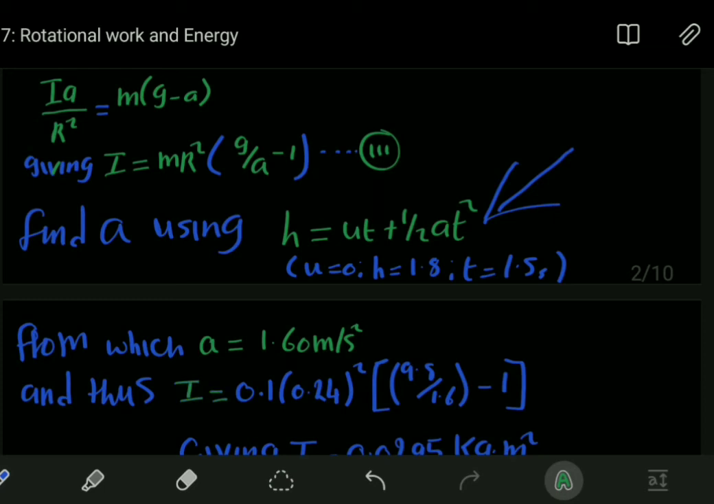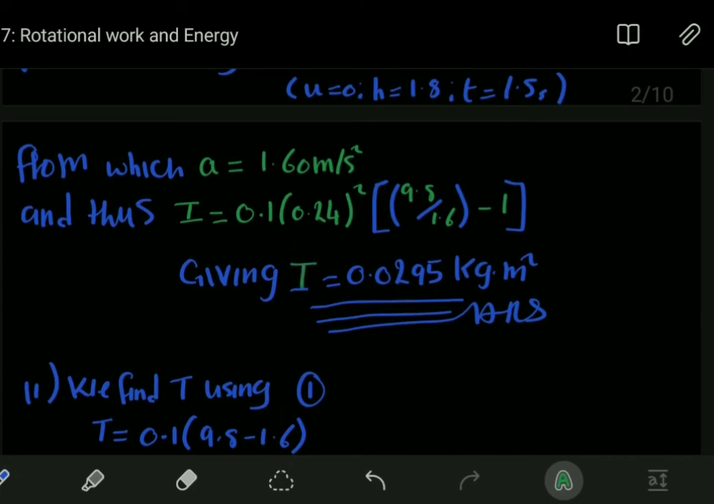We have I equals, our mass is 0.1 kg, which is 0.1 times the radius squared multiplied by g over a minus 1. So from which we're going to find our moment of inertia as 0.0295 kg square meters.